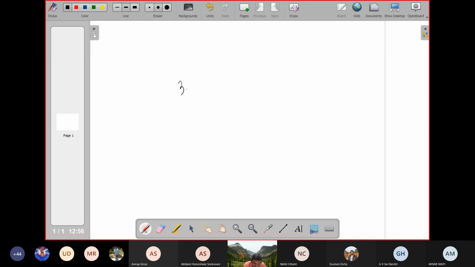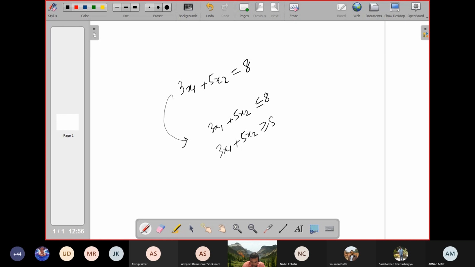So say you have 3x1 plus 5x2 equal to 8 as one of the constraints. Then how to apply dual simplex on it, right? That is your question, right? Yes, sir. You can represent the same as a set of 2 equations: 3x1 plus 5x2 less than or equal to 8 and 3x1 plus 5x2 greater than or equal to 8. These two together are the same as saying that it's equal to 8, right?